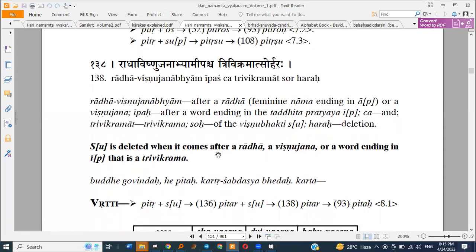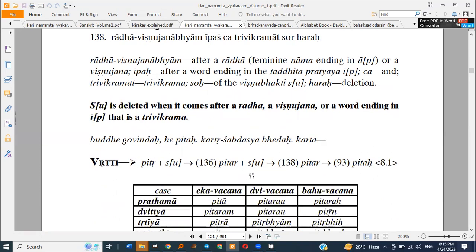So it gets deleted when it comes after a Radha Shabda. As I said earlier, Radha Shabda is a word ending with long A. Or if Su comes after a word ending with Vishnu Jana, or if it comes after a word ending with Trivikrama E, like Gopi that ends with the long E. That we'll discuss ahead.